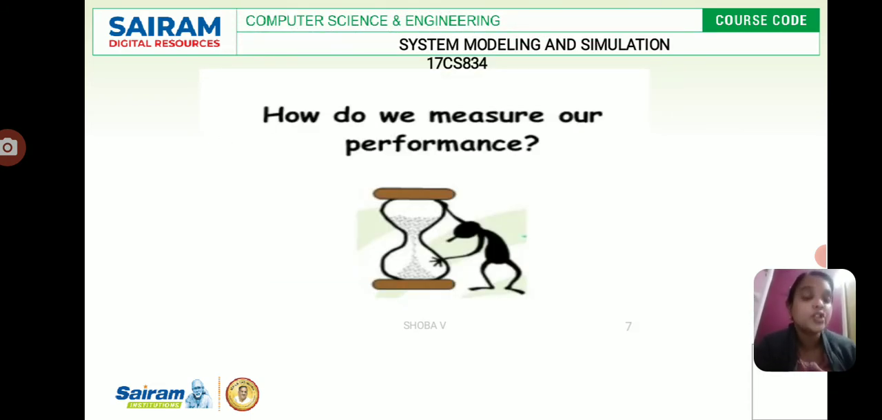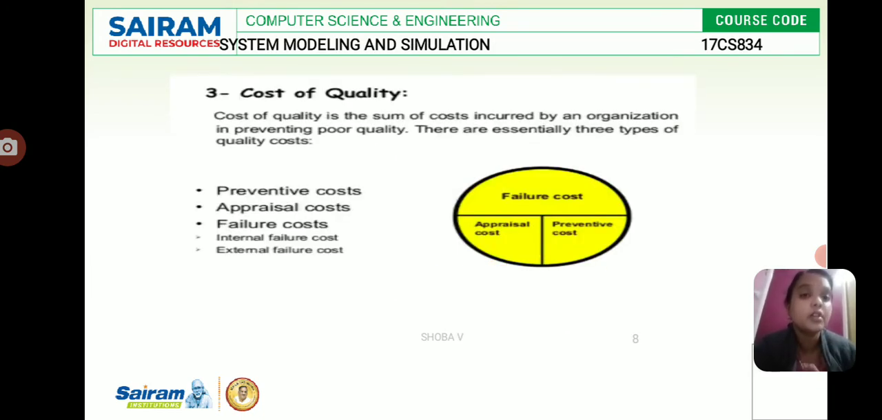And how do we measure our performance? To measure performance, we have to consider theta or phi, and we have some range in between. Within that range we can keep the performance level cost effective.